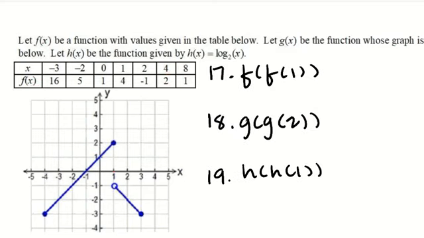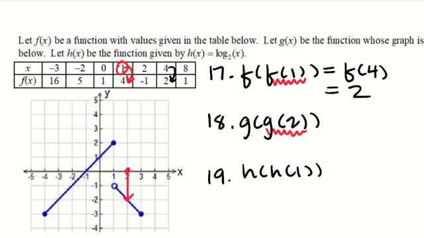All right, now let's do some composition functions. I'm going to start with the inside. I'm going to figure out what f of 1 is. Okay, f of 1 is looking like 4. So now this is equal to f of 4, which is looking like 2. G of 2, so I'm going to go over here to x equals 2, find that's negative 2. So this is equal to g of negative 2, which is looking like negative 1.